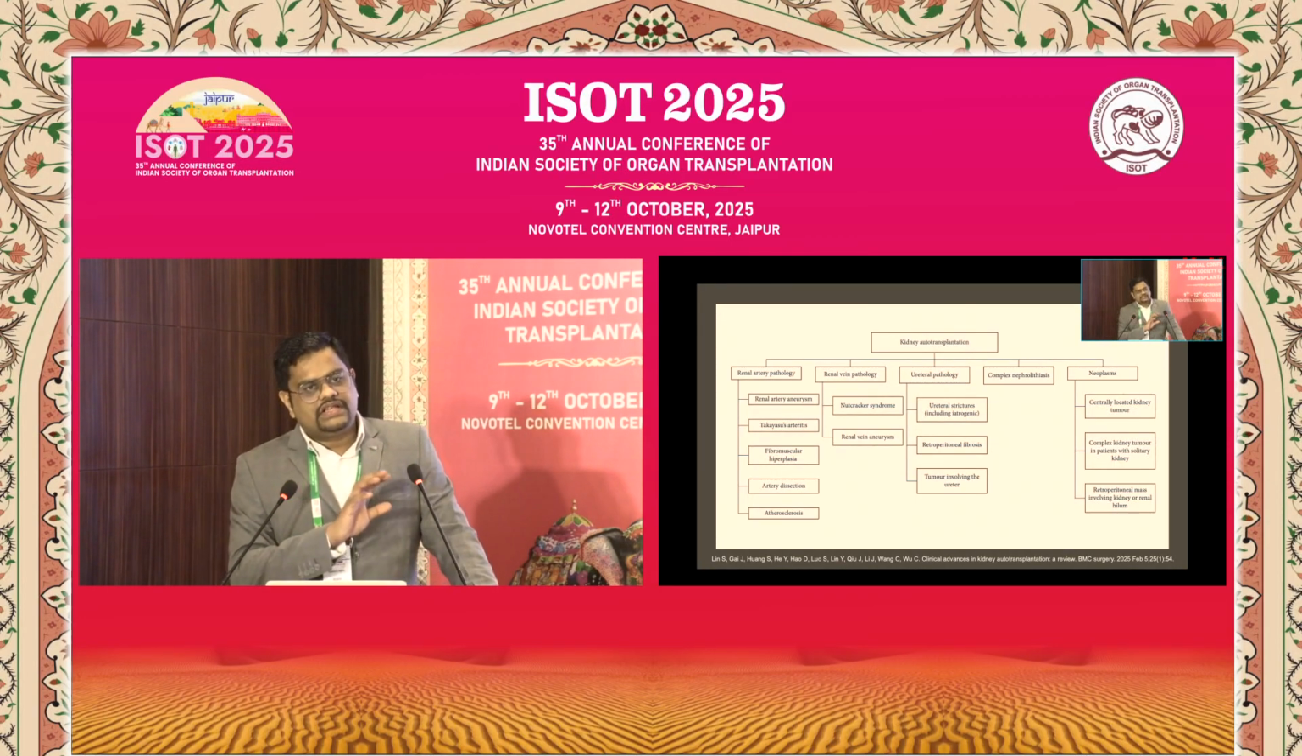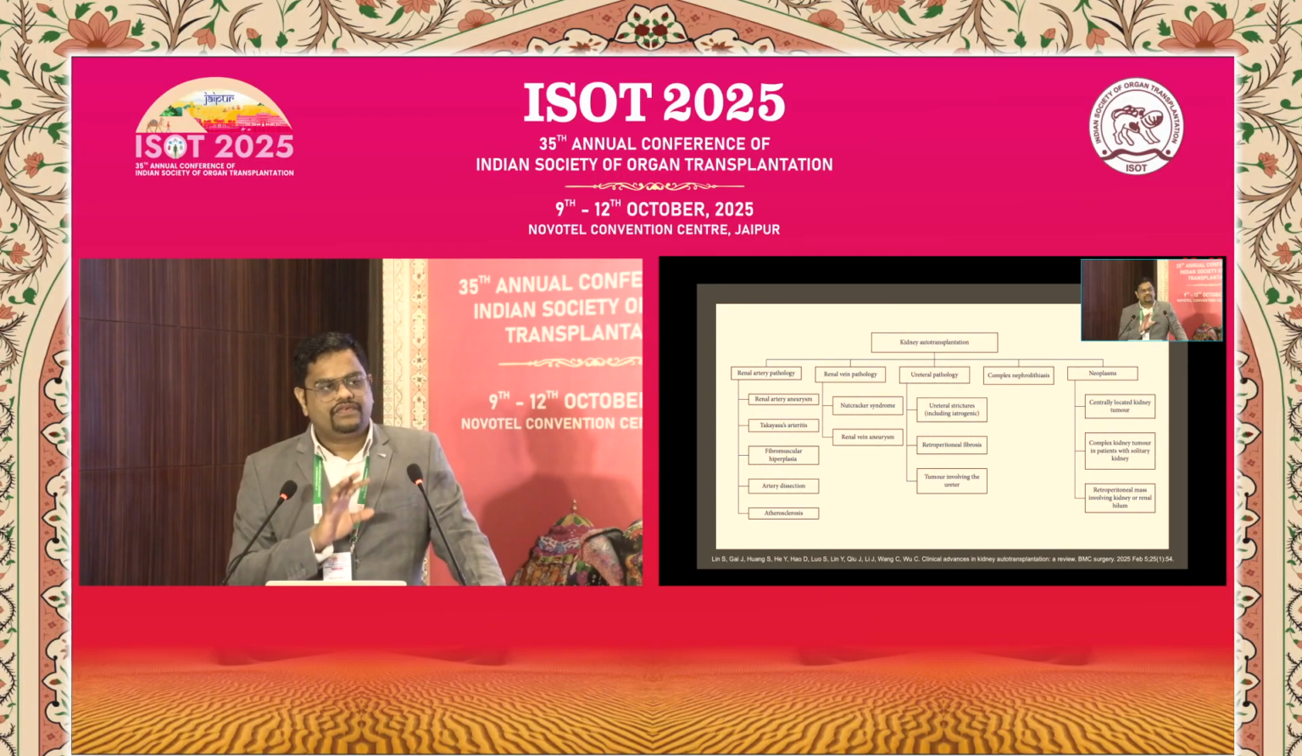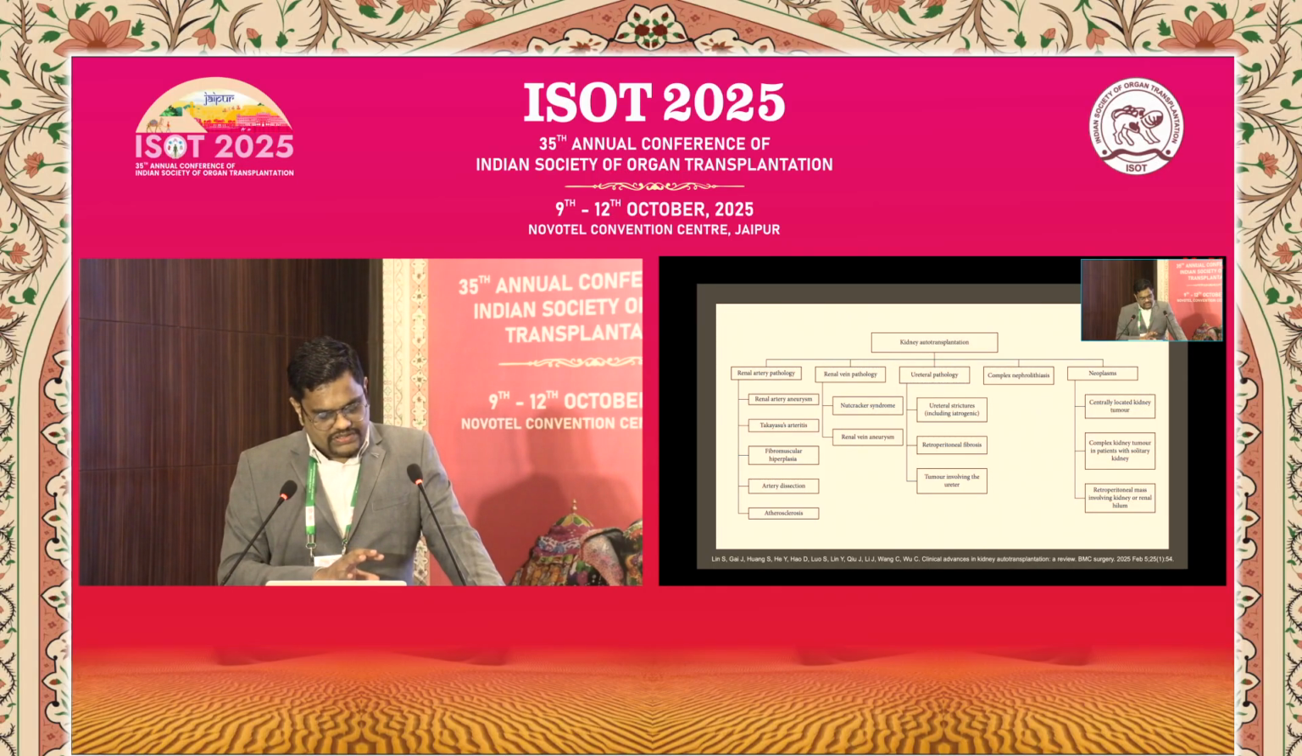So this is a slide which tells you the indications of kidney auto transplant. As I said, renal artery pathology: you could have renal artery aneurysm, Takayasu arteritis, FMD of the arteries, arterial dissection, badly atherosclerotic artery. Renal vein pathology: nutcracker is very common, renal vein aneurysm is a very rare disease. Ureteral pathology: as I said, long ureteral strictures, complex strictures, re-surgeries which have been done on those strictures, and dense retroperitoneal fibrosis.